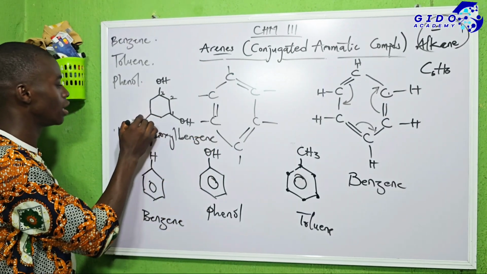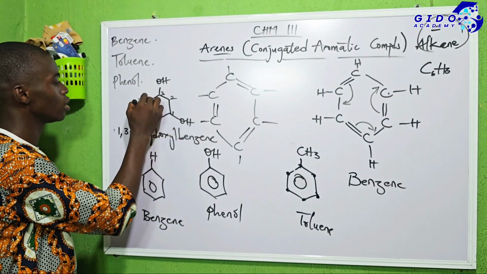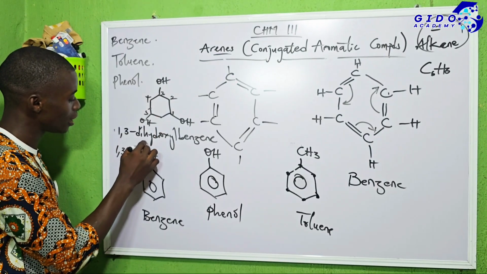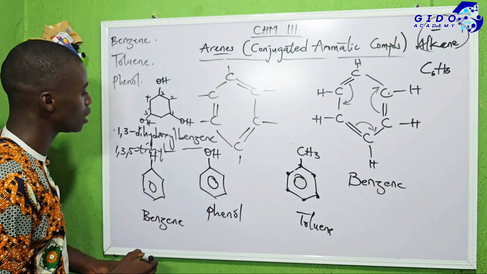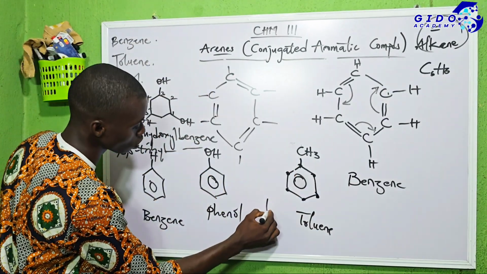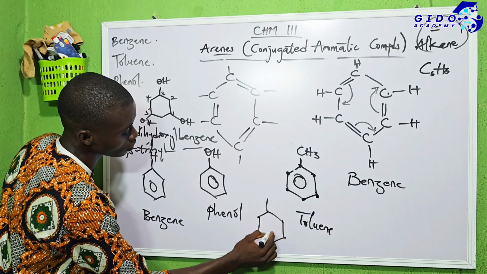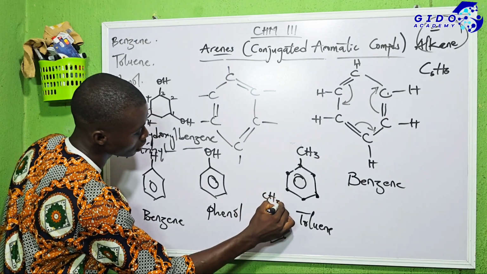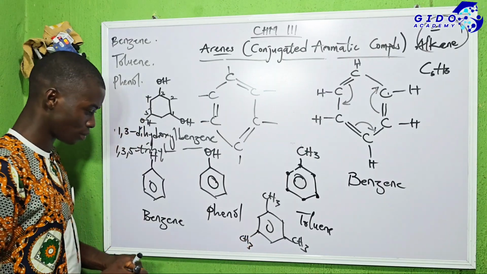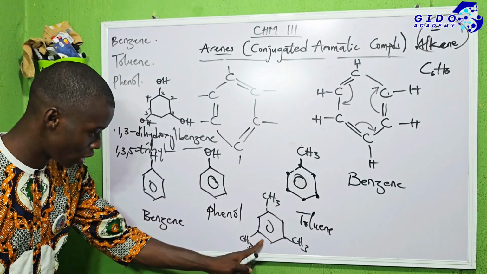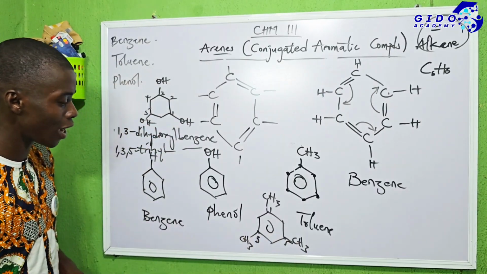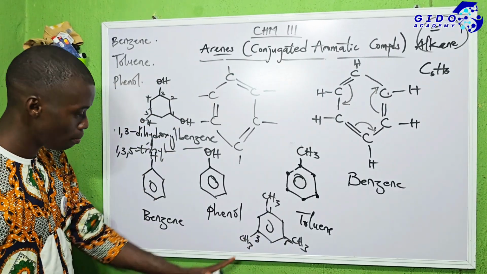Assuming we have another one here, OH, it will now be 1, 2, 3, 4, and what? 5, which is 1, 3, 5 trihydroxy what? Benzene. What if you have something like a benzene ring? Let me draw something like this. Here is CH3, here is CH3, here is what? CH3. Now, position 1, position 3, and position 5. 1, 3, and what? 5. So it will be 1, 3, 5 trimethyl benzene.